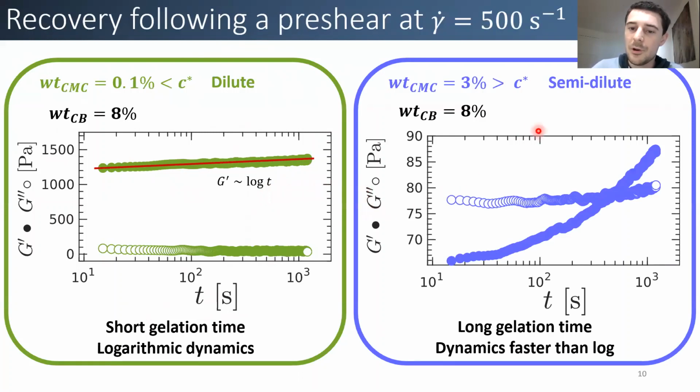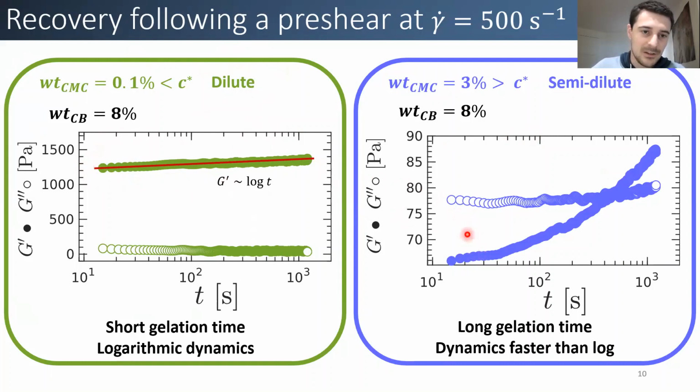For the semi-dilute regime, you observe that there is a much longer gelation time, and the dynamic is faster than a log. The difference between the two comes from the fact that in the dilute regime, the solvent in which the carbon black particles need to evolve to percolate is much less viscous. So it is easier in this case for them to percolate than in this case. Something that is very different between the two is also the typical scale of the elasticity.